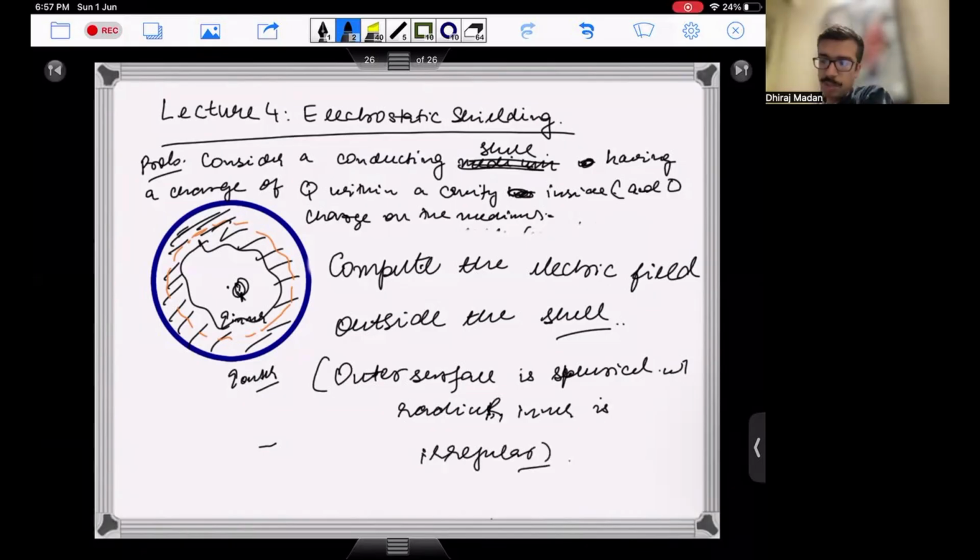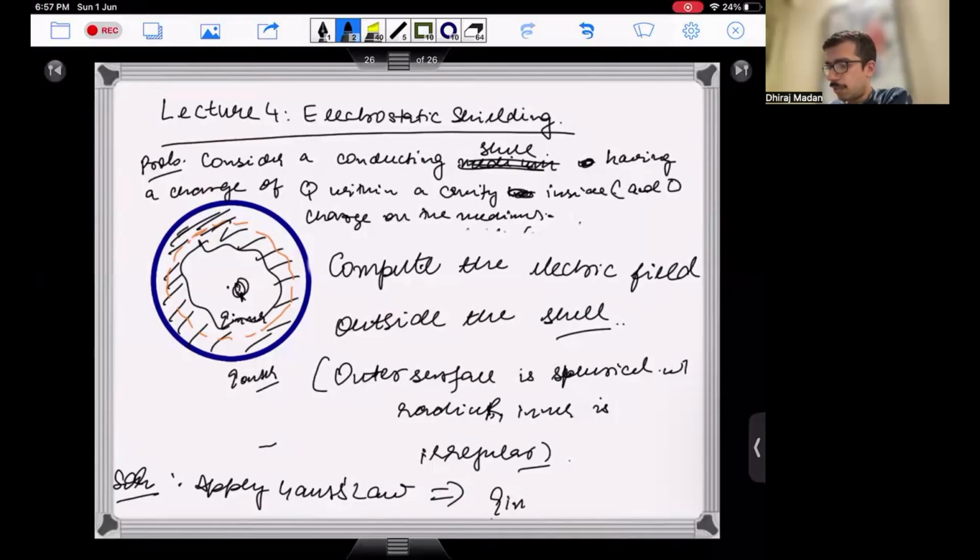Okay, so this is what is given to us. Now the idea is that we apply Gauss's law, wherein the Gaussian surface passes through the medium, this orange dotted surface, to get that the charge enclosed on the inner surface must be zero. This implies that the charge on the outer surface must be minus q, right? Because total charge is zero.